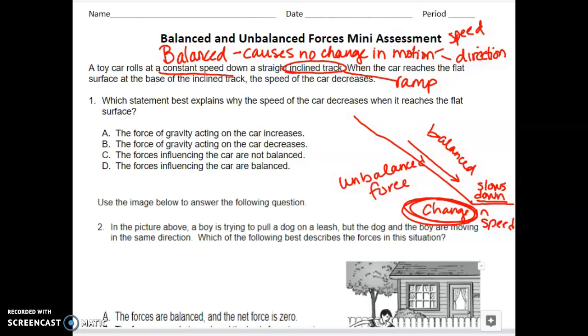So, now let's read the question. Which statement best explains why the speed of the car decreases? Okay, so that's what we've said. When it reaches the flat surface. A, the force of gravity acting on the car increases, and B, the force of gravity acting on the car decreases. Guys, this right here, gravity is constant.